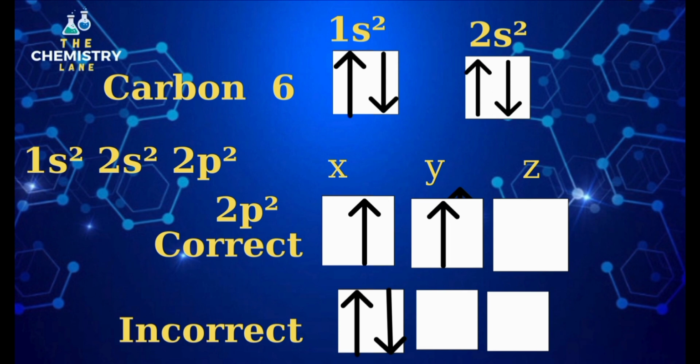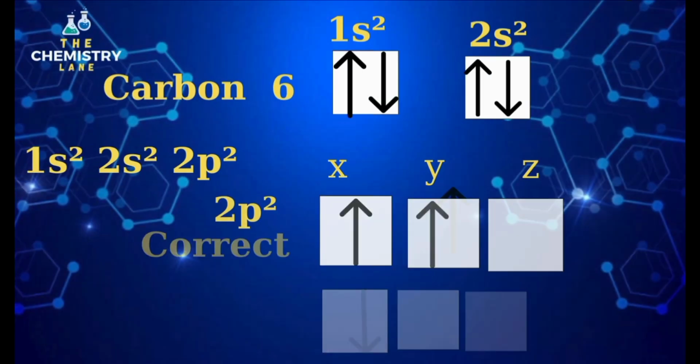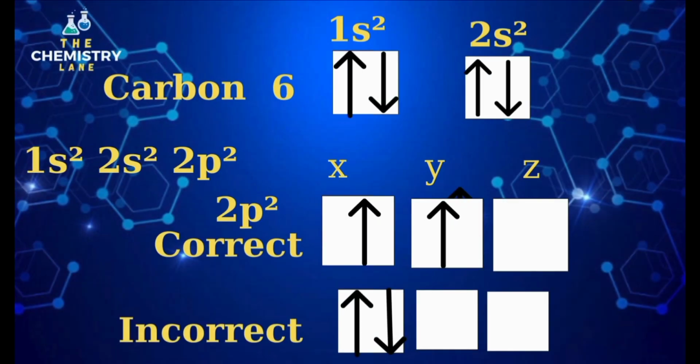So this is an example of electron configuration. This is carbon with atomic number 6. The first 2 electrons go to the first orbital, which is 1s. The next 2 go to the s orbital, which is 2s. Remember, the s orbital cannot take more than 2. While the last 2 that complete the atomic number 6 are filled singly according to Hund's rule.